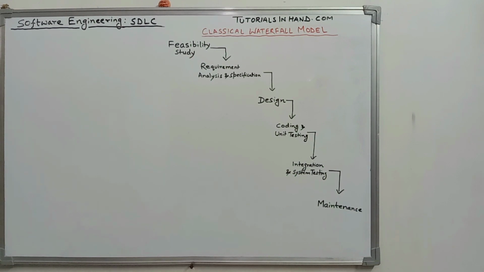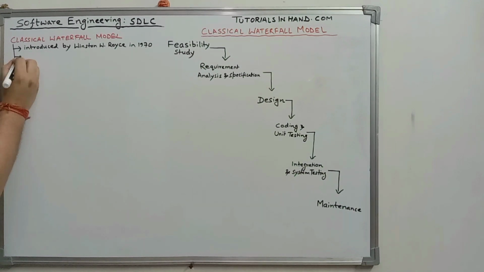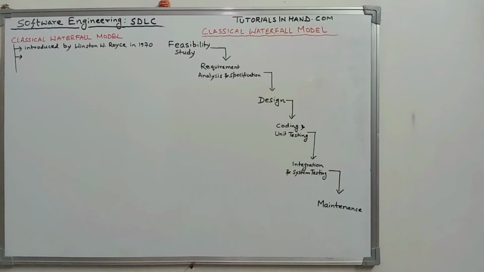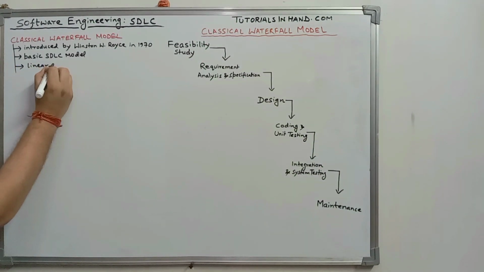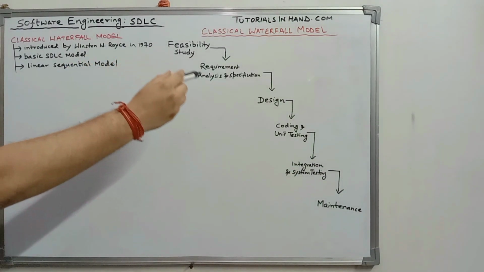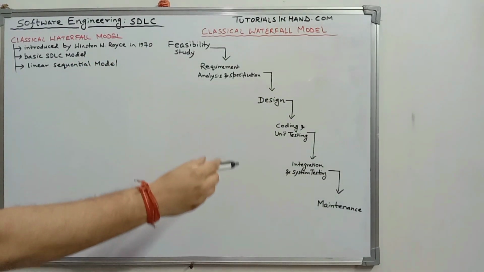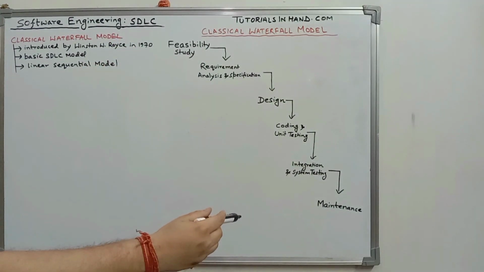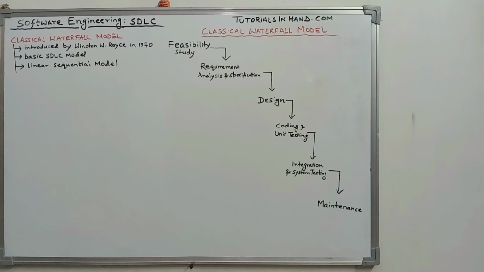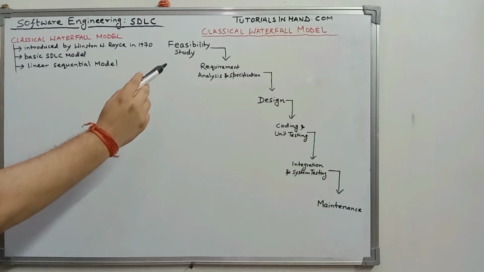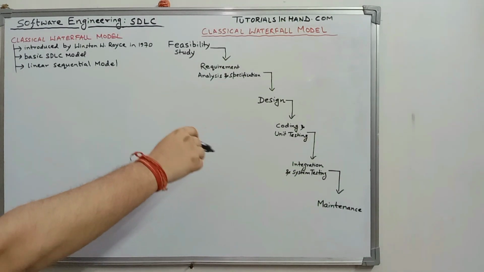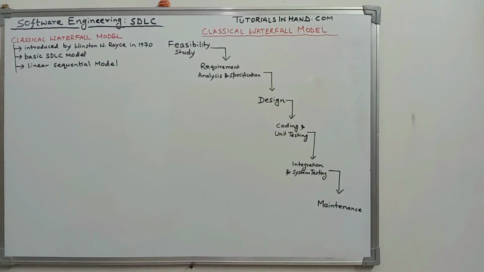The classical waterfall model was introduced by Winston W. Royce in 1970. It is a basic SDLC model, and it is a linear and sequential model, because it follows this linear approach. One step at a time, it moves from the feasibility study to the maintenance phase. The diagrammatic representation that you see here resembles a cascade of waterfall, and from there it gets its name, classical waterfall model.